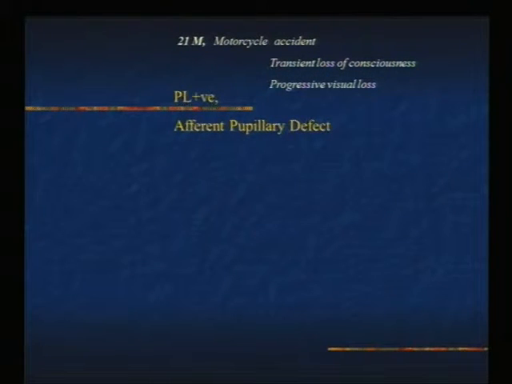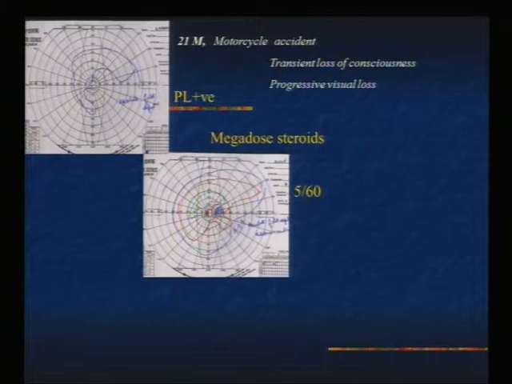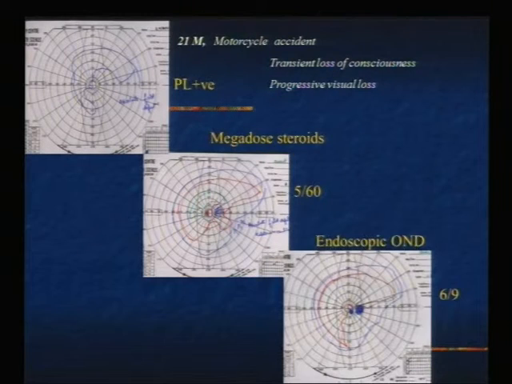So, PL positive afferent pupillary defect after head injury. The patient comes to you, you do the routine evaluation, you give the steroids. As Dr. Mahapatra said, a lot of patients improve, most do. The very few who don't come in for surgery, and generally after surgery, you can expect some improvement.